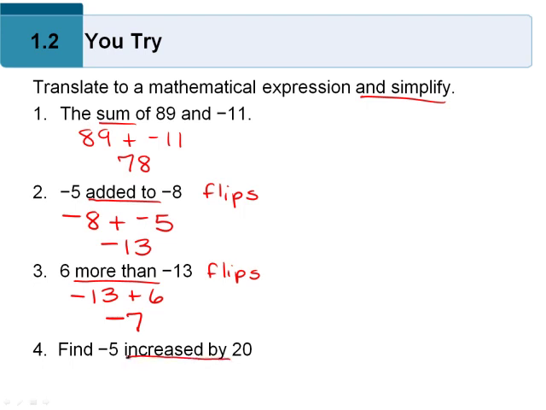And the last one, find negative 5 increased by 20. This is just going to go right in order. Negative 5 increased by 20. Okay, so there, now let's look at the signs. Negative and a positive. The rule is subtract, keep the bigger sign, so you're going to get positive 15.